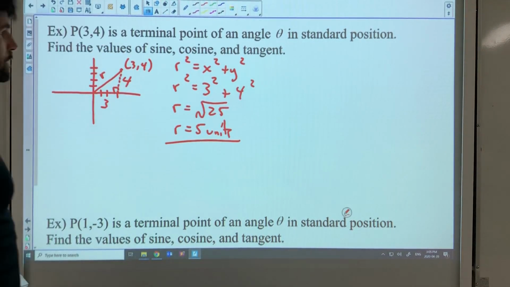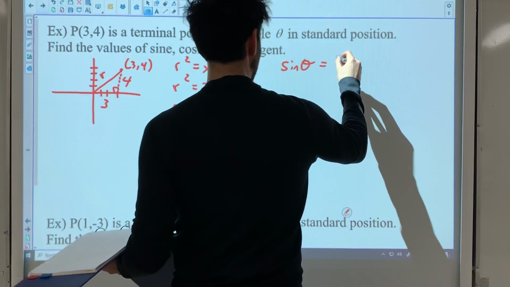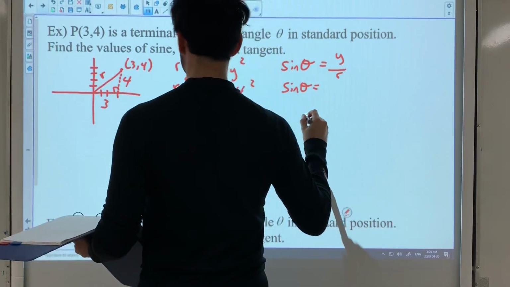So now you can go ahead and you can find sine, cos, and tan. So we know that sine theta is y over r. So that means that we got 4 over 5.